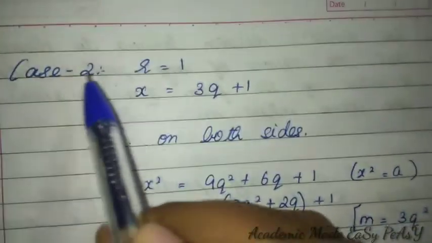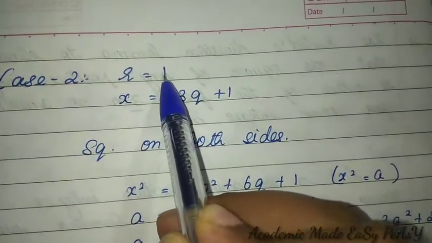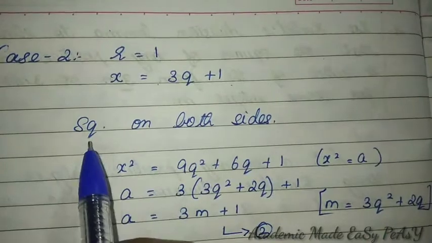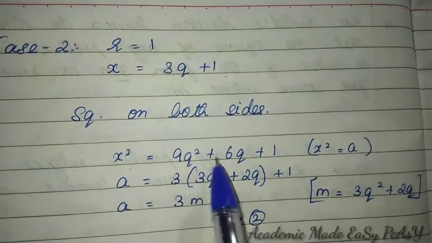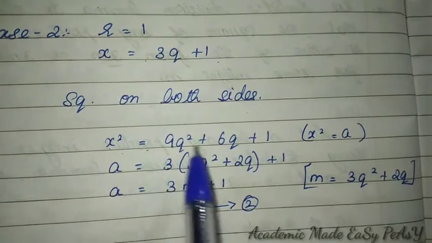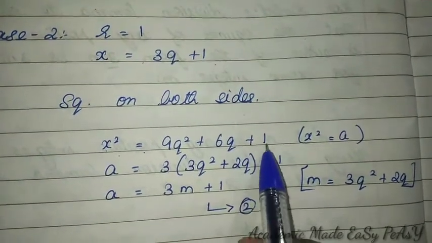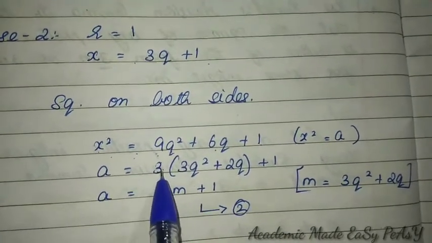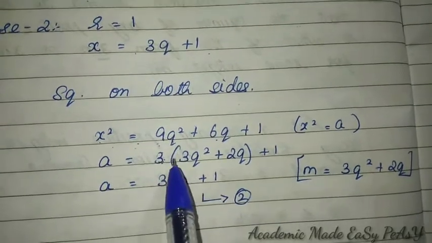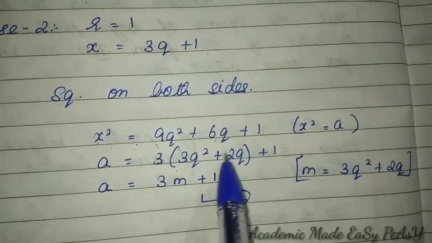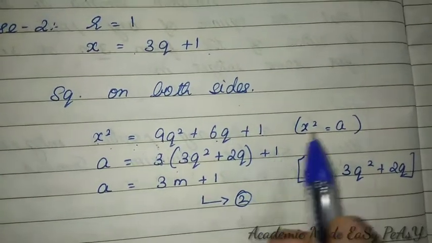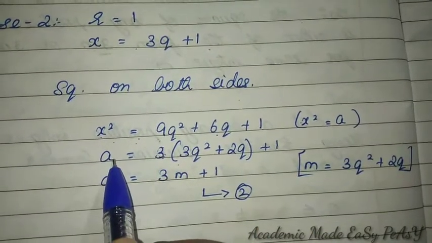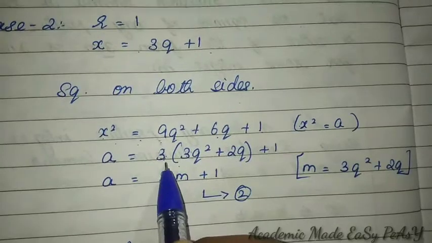Okay. So case 2, I have taken r is equal to 1. So x is equal to 3q plus 1. Already we know. Then after that, I'm squaring on both the sides. When I square on both the sides, I will have x square is equal to 9q square plus 6q plus 1. So since these two terms are in terms of 3, I'm taking 3 common out in the next step. If I take 3 common out, 3q square plus 2q, I will get plus 1. So x square is equal to a, I have assumed in the previous step. So I changed x square is equal to a.